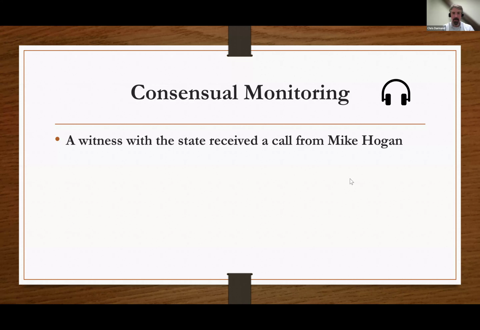And this individual did record this call, and it was interesting to hear Mr. Hogan talk about how he was surprised at the audit findings. And at this point, it still felt that it could be explained that nothing illegal had occurred.